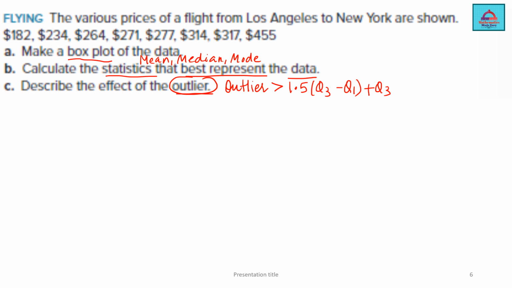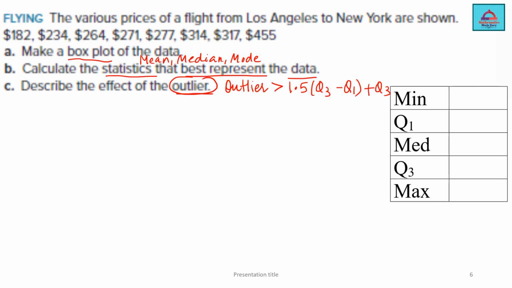So first you have to do the 5 number summary. That means minimum, maximum, Q1, Q2, Q3. So we are going to follow the same method. We are going to arrange the numbers in ascending order. So the minimum is 182, then 234, then 264, then 271, then 277, then 314, then 317, then 455.